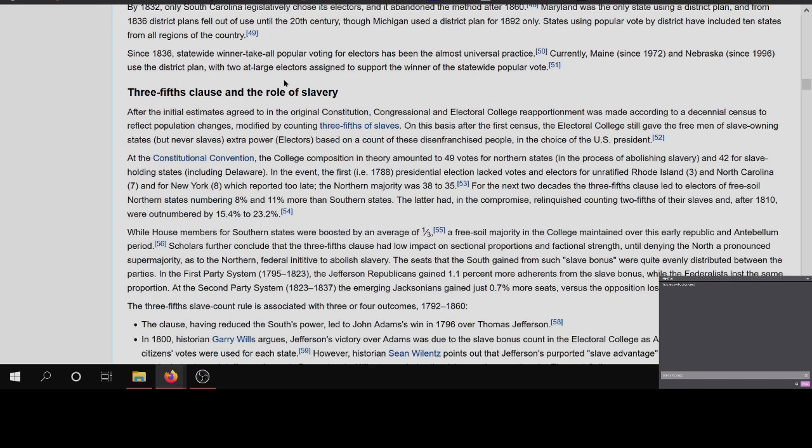So, with the two at-large electors assigned to support the winner of the statewide popular vote.